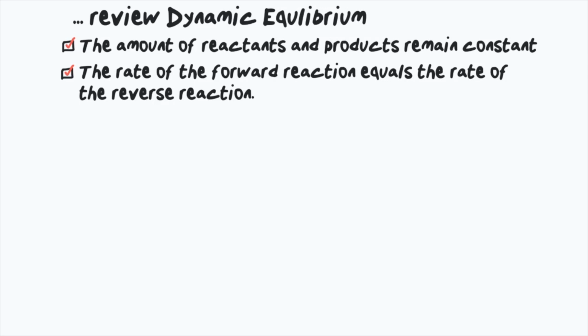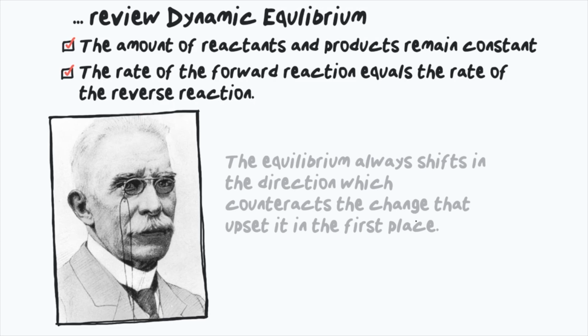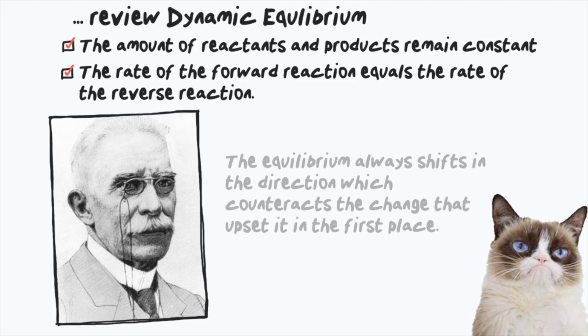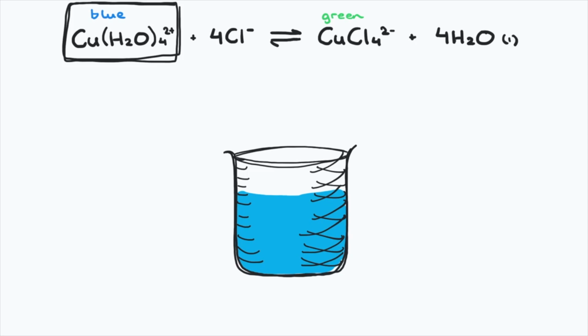In 1885, the French chemist Henri Le Chatelier discovered this underlying pattern in these equilibrium shifts. The equilibrium always shifts in the direction which counteracts the change that upset it in the first place. The equilibrium gets upset. For example, the copper equilibrium is like so. Hydrated copper ions have a nice autumn blue sky color to them.